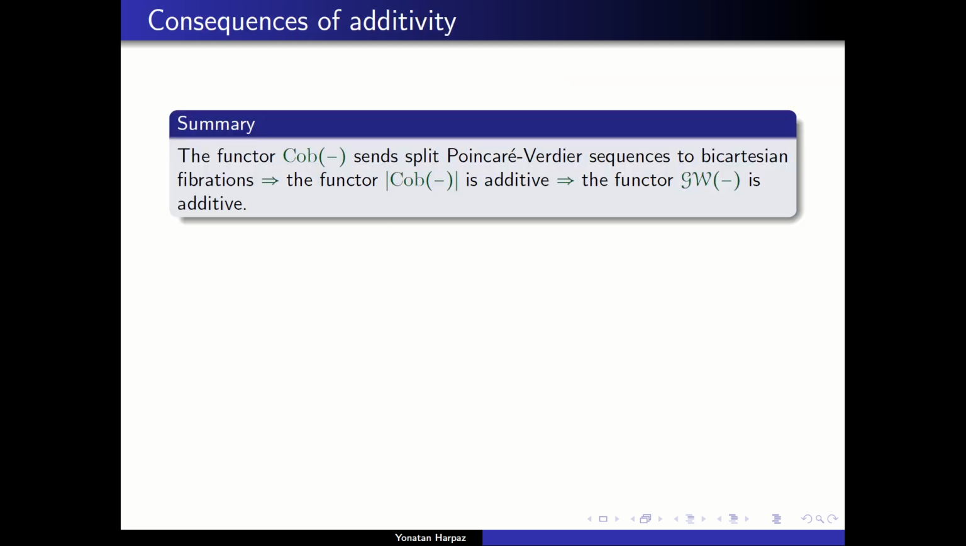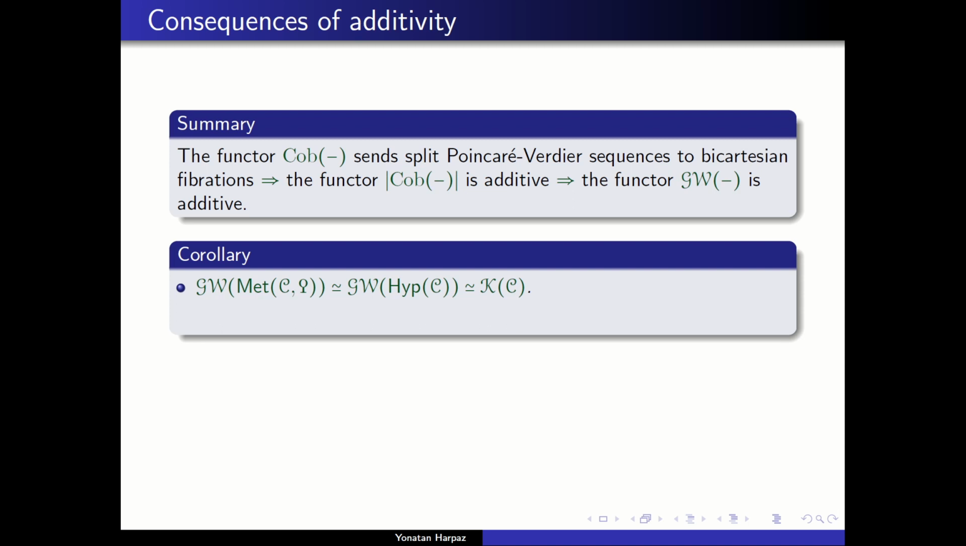So, a summary of what we had so far. Having proven the fibration theorem, we know that the functor that sends a Poincaré infinity category to its cobordism infinity category sends split Poincaré-Verdier sequences to bicartesian fibrations. From this, one can deduce that the functor that sends a Poincaré infinity category to the geometric realization of its cobordism category is additive. And from this, one can deduce that the functor that sends a Poincaré infinity category to its GW space is additive. And I recall that this functor is just the loop on this functor.